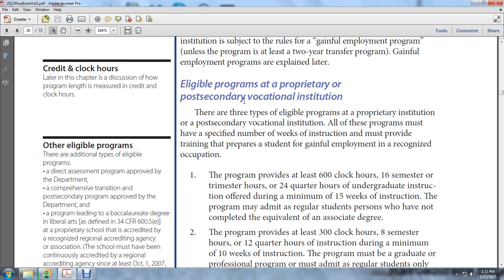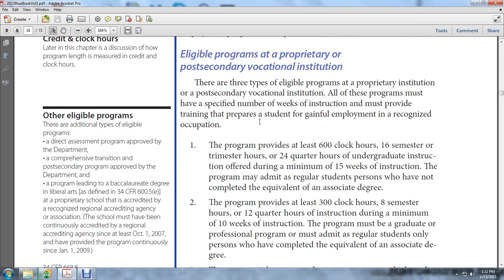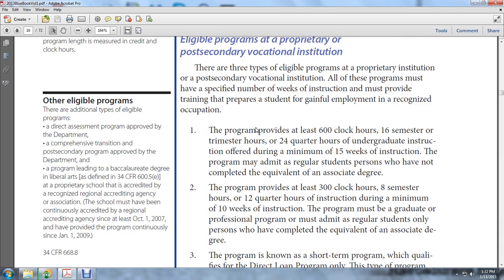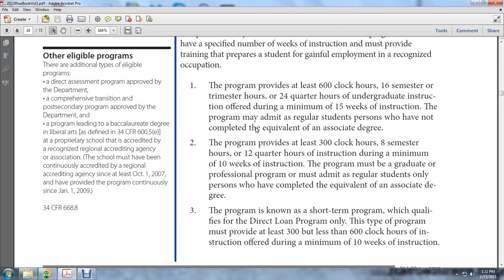The program admits regular students who have not completed the equivalent of an associate's degree. The program provides at least 300 clock hours, 8 semester hours, or 12 quarter hours of instruction during a minimum of 10 weeks. The program must be a graduate or professional program and must admit only regular students who have completed the equivalent of an associate's degree. The program is known as the short-term program, which qualifies for the Direct Loan program, and must be provided by at least 300 but less than 600 clock hours of instruction offered during a minimum of 10 weeks.